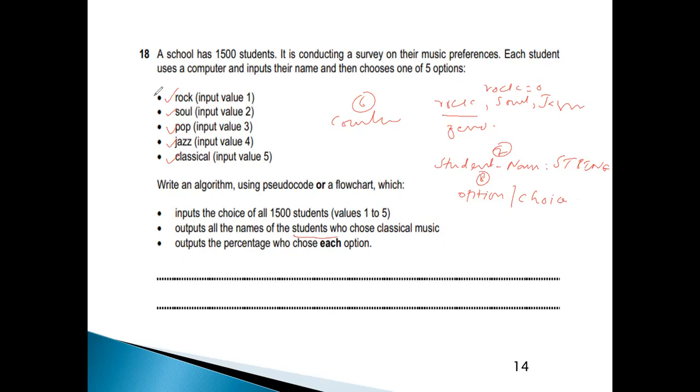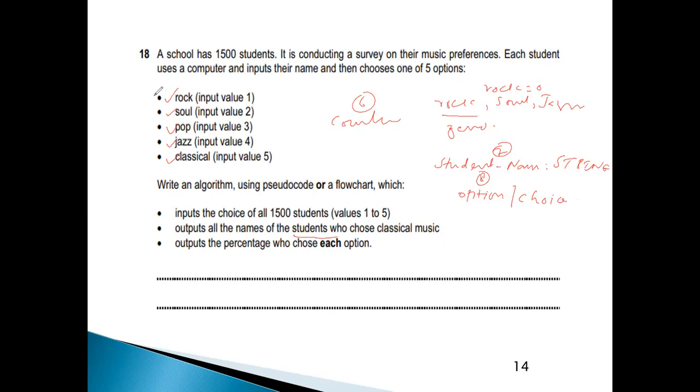Okay, and then next we declare student name as a string. Then we'd start with rock equals zero, soul equals zero, pop equals zero, jazz equals zero, classical equals zero. Good.